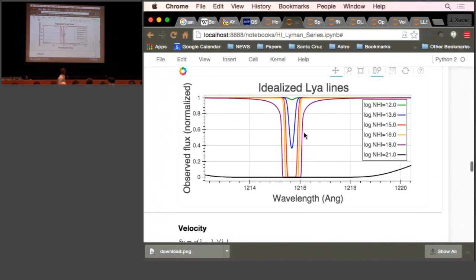We can see a very weak absorption in the 10 to the 12 column density, this 10 to 13.6, which I showed you. And then as we showed, when you go above 10 to the 14 or so in column density, the central optical depth well exceeds unity, and the lines are completely saturated. There's no flux transmitted through the cores of those absorption features.